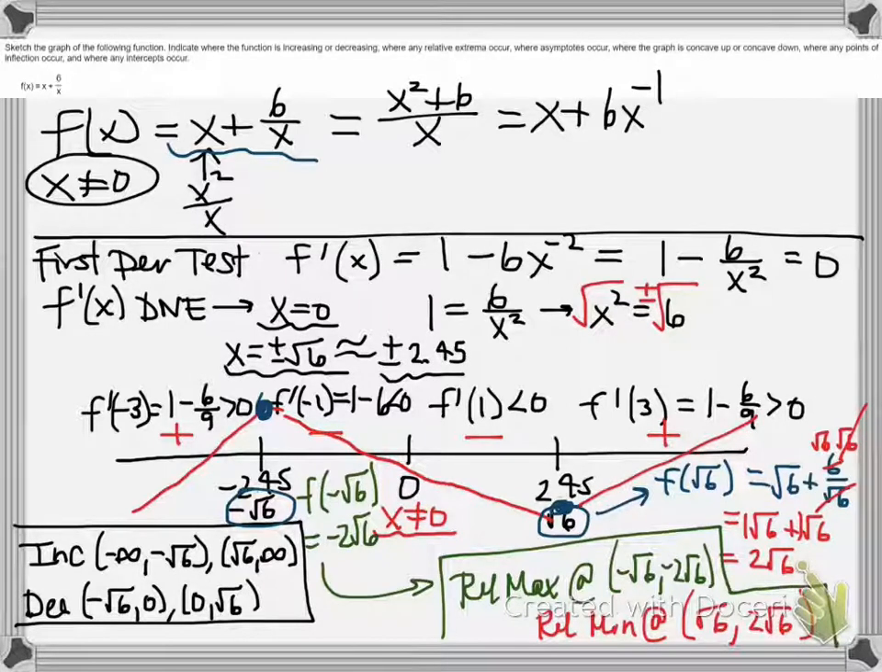Okay, so those are the first two parts. We've got where our function is increasing and decreasing.